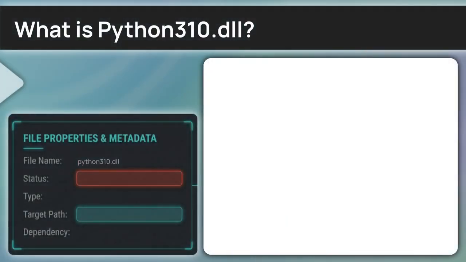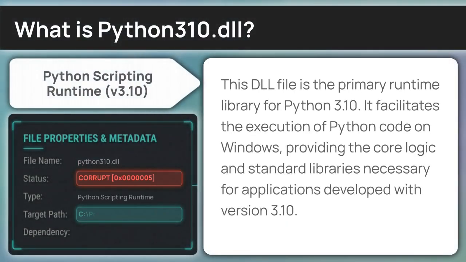This DLL file is the primary runtime library for Python 3.10. It facilitates the execution of Python code on Windows, providing the core logic and standard libraries necessary for applications developed with version 3.10. Enough of the technical side. Let's get these files back onto your system.